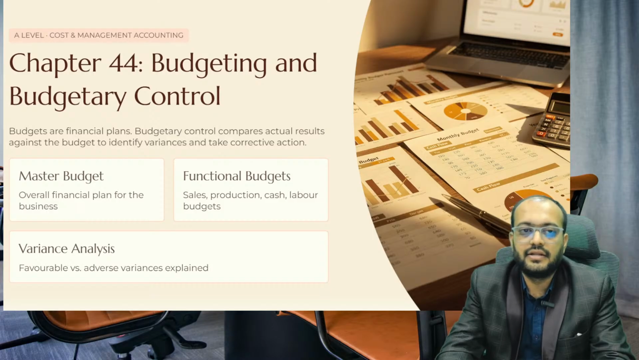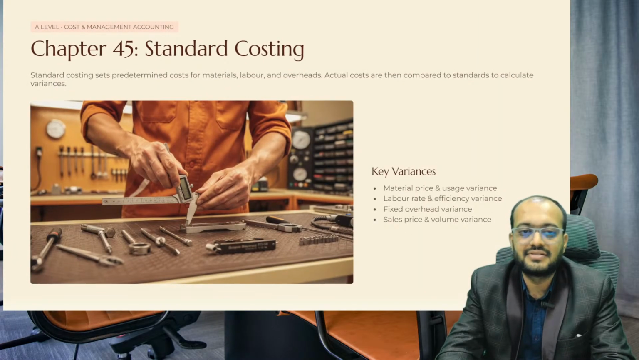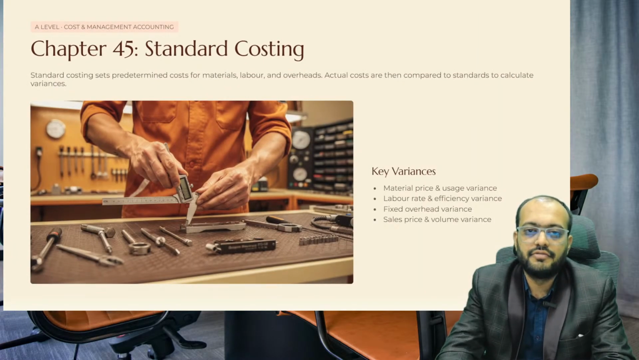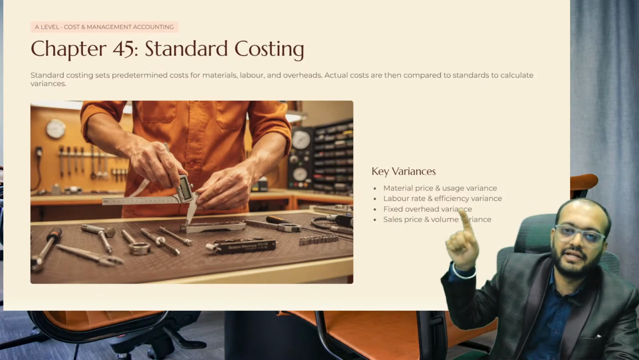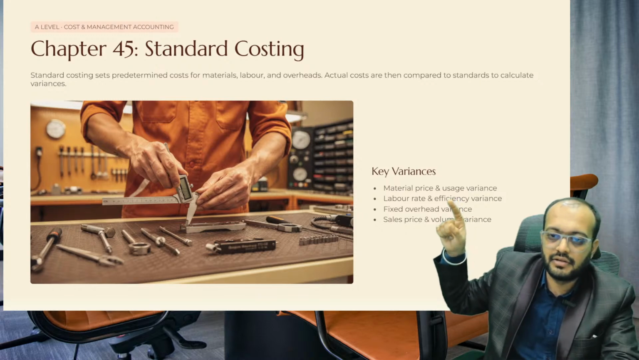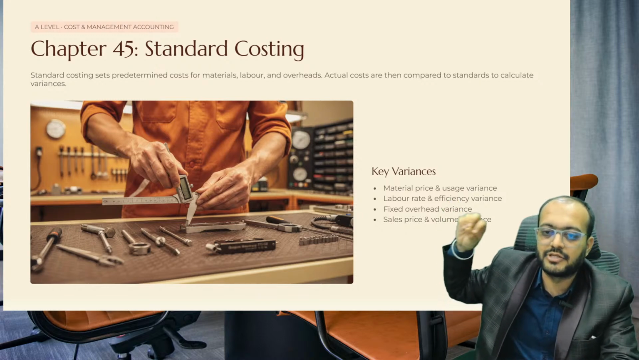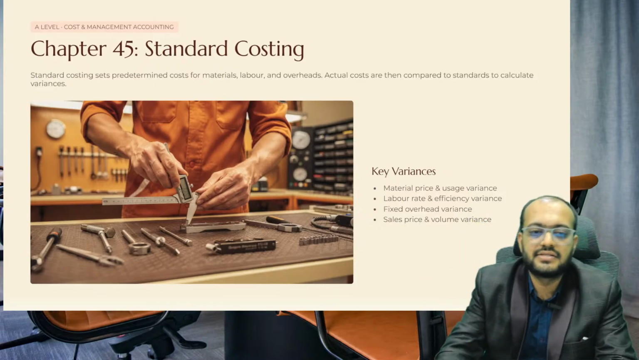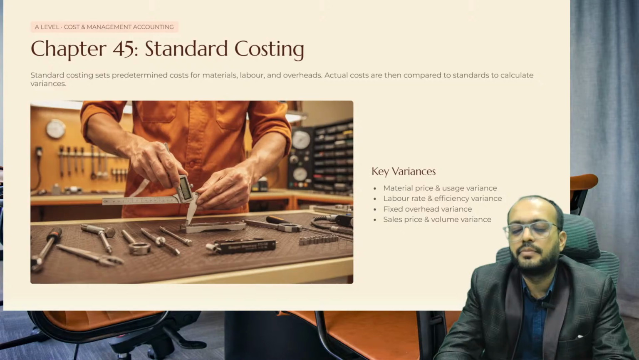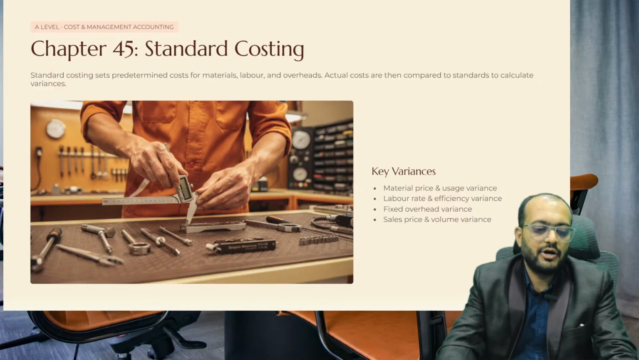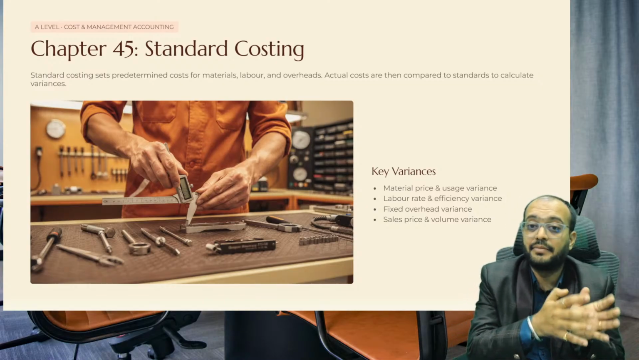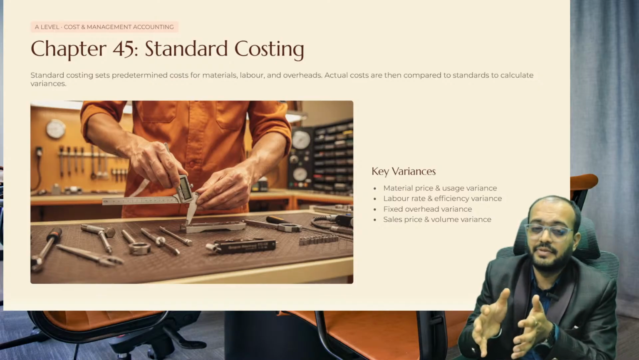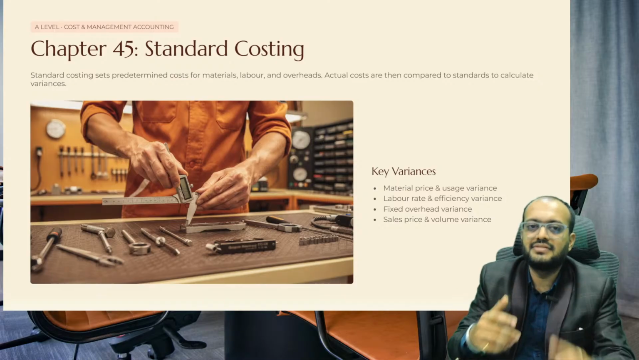Then next, chapter number 45 is standard costing. Before production of any good, we have to calculate ideal standards, that is material price. We have to calculate multiple variances: standard material price variance, labor rate variance, labor efficiency variance, fixed overheads variance. Before preparing any production process, we have to calculate how much is the expected material cost, the expected labor cost, and the actual cost. We have to compare this in standard costing.